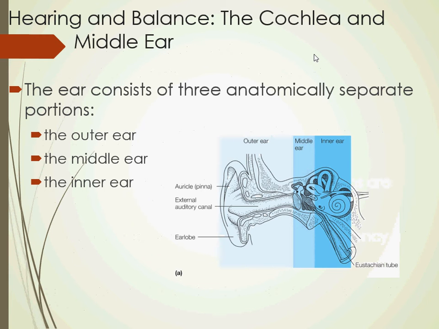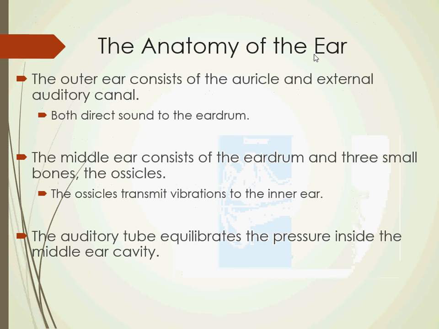Moving on to hearing, you have the ear. The ear consists of 3 separate portions: outer, middle, and inner. The outer ear has the external canal and the auricle, and those are important because they direct sound to our eardrum.